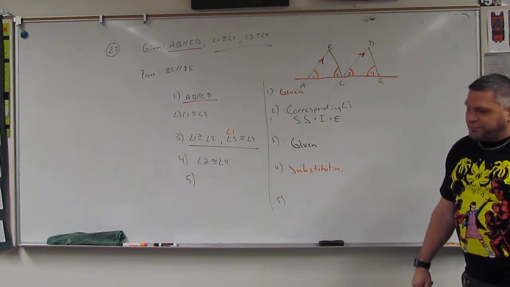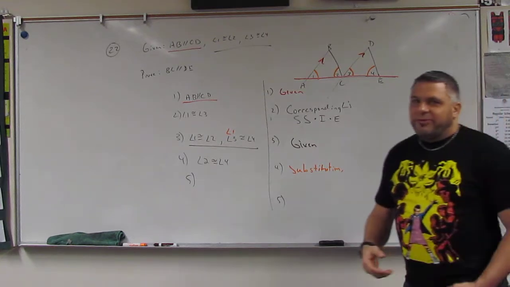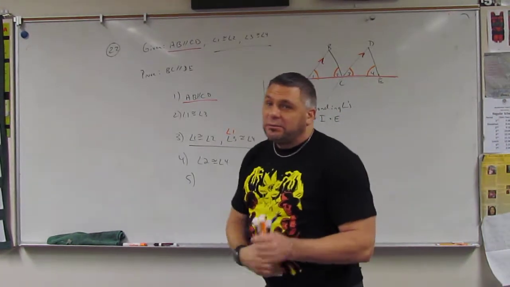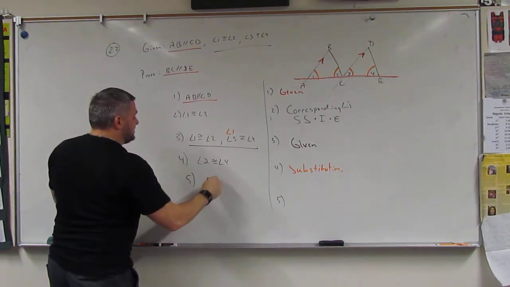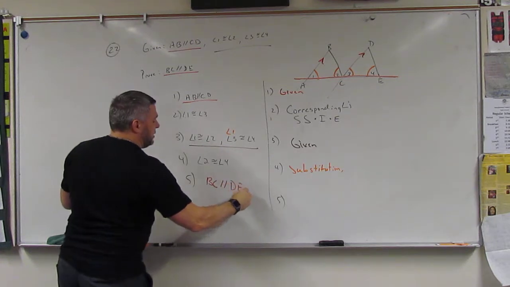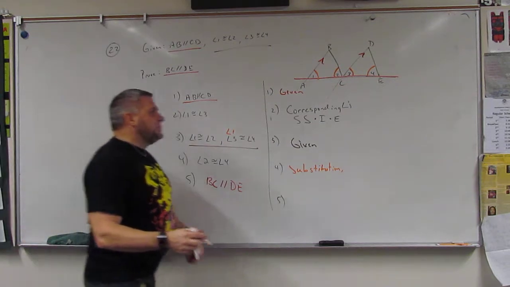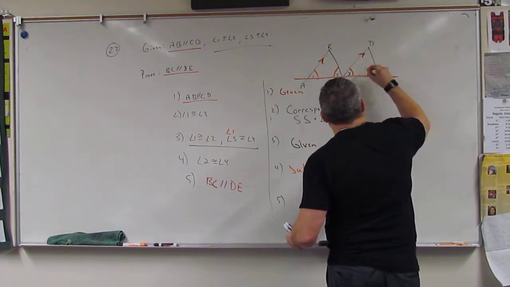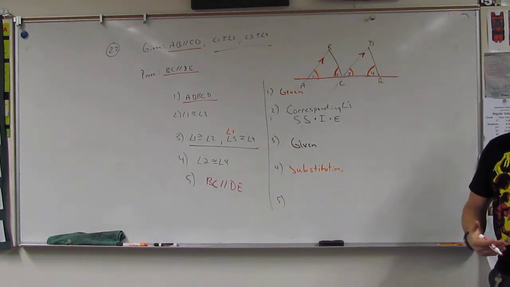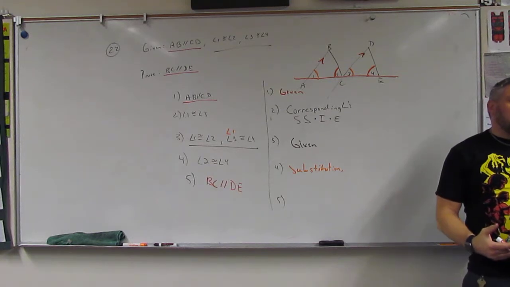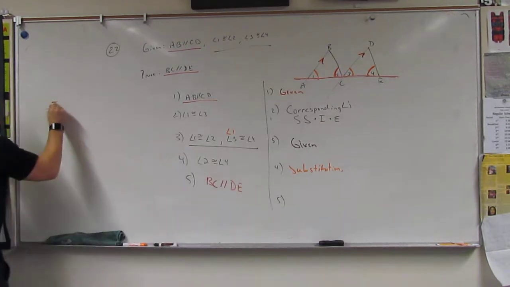All right, now, what's number 5? The last one's always the proof, right? It's always this. So it's always BC is parallel to DE. Okay, but why? So what are 2 and 4? Think about what 2 and 4 are to each other. Are those alternate interior? Are they alternate exterior? Or are they corresponding? Because we know that they are congruent, right?